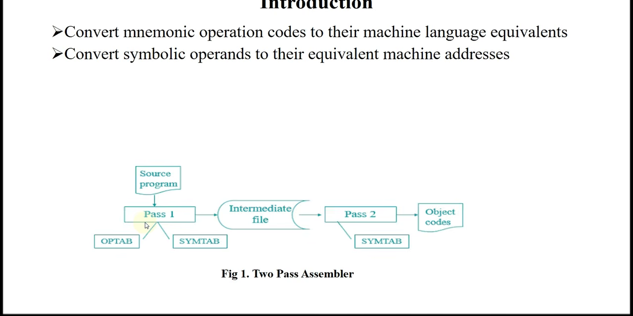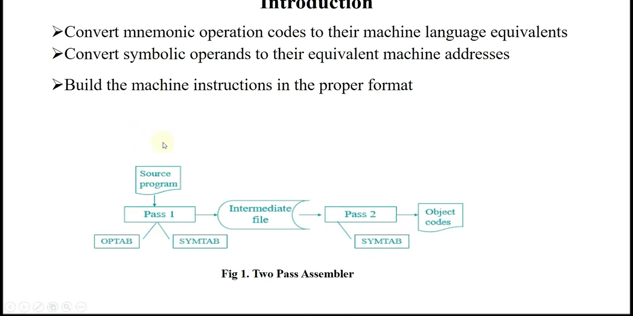Second one is convert symbolic operands to their equivalent machine address. Means we are assigning the addresses to symbols, that is symbolic operands. Third one is build the machine instruction in proper format. We are writing the machine instruction in proper format so that we can easily load into the loader.